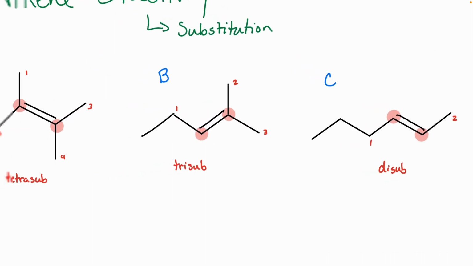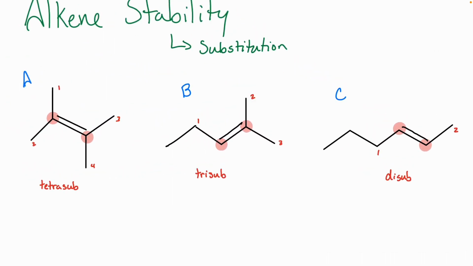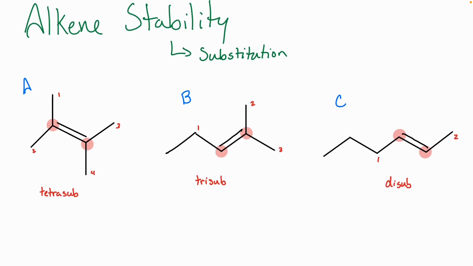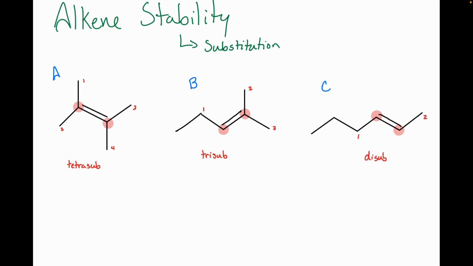The higher the degree of substitution, the more stable the alkene. So A is the most, C is the least. All right, so substitution here is our distinguishing factor. This is what we learned in semester 1. The more substituted implies the more stable.